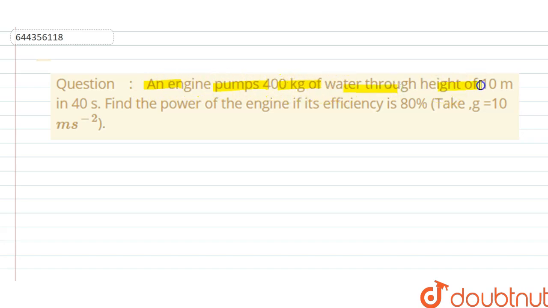Hello students, our today's question is: an engine pumps 400 kg of water through a height of 10 meter in 40 seconds. Find the power of the engine if its efficiency is 80%.